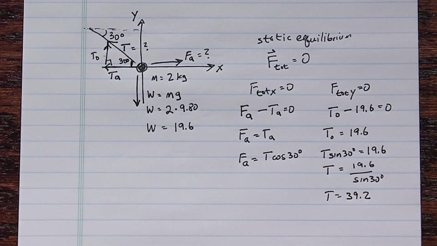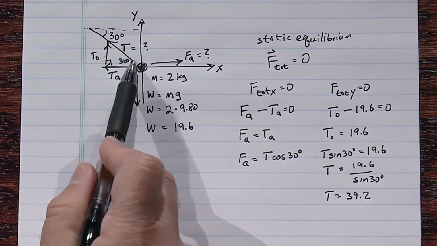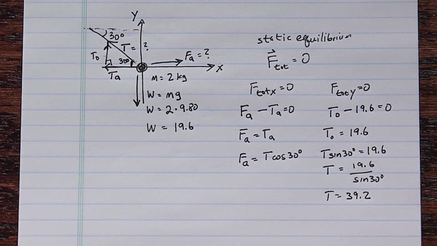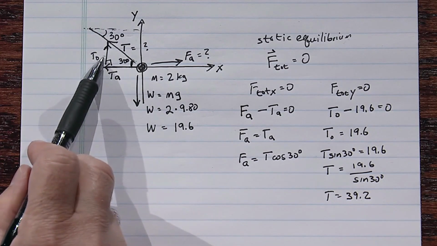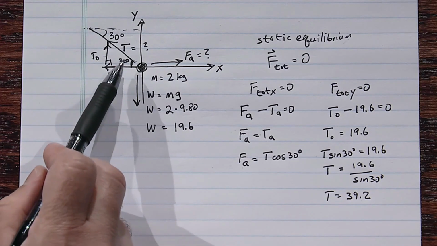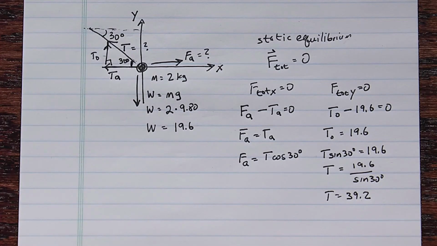So the tension is 39.2. Now, why is tension bigger than weight? Well, the tension is not completely pulling against weight. Only part of the tension is pulling against the weight. So if this is what is counteracting the weight, then the total tension in the rope must be even bigger. So the tension in the rope is 39.2 newtons.